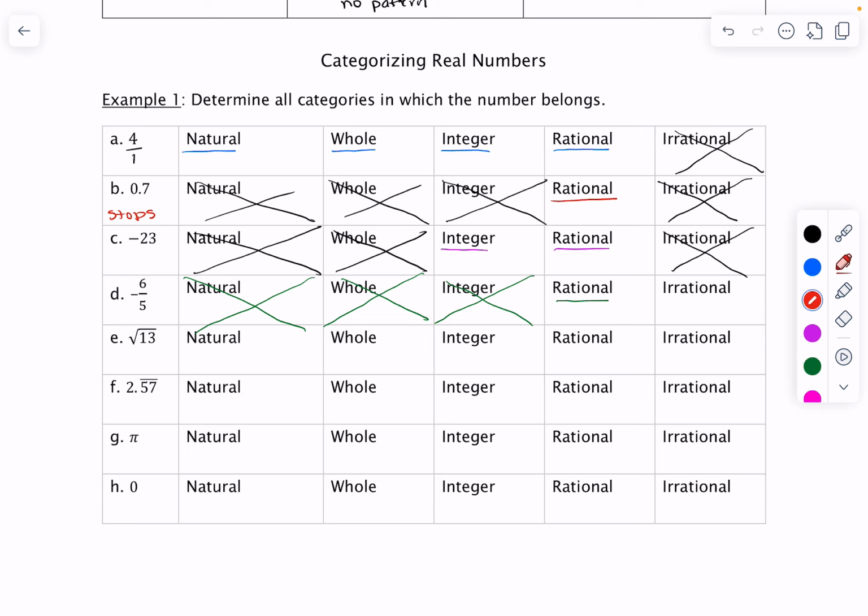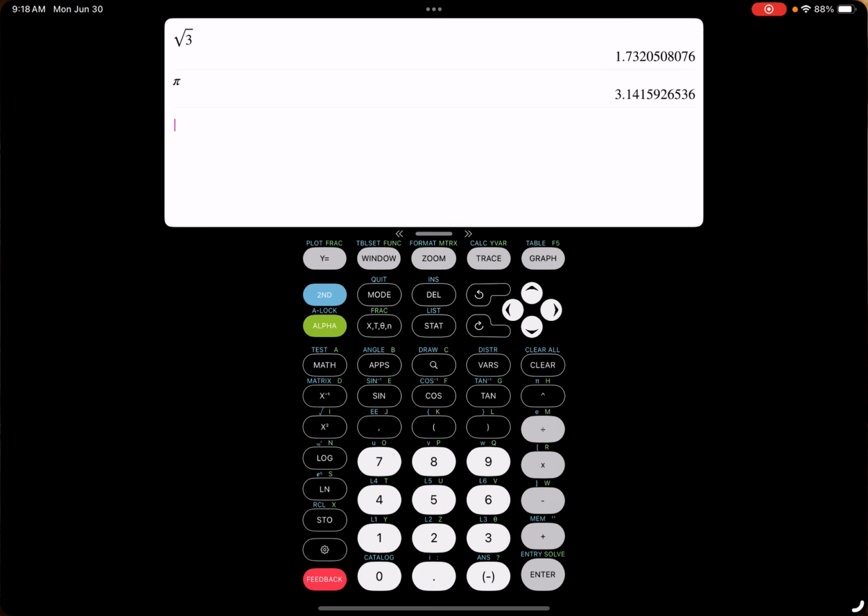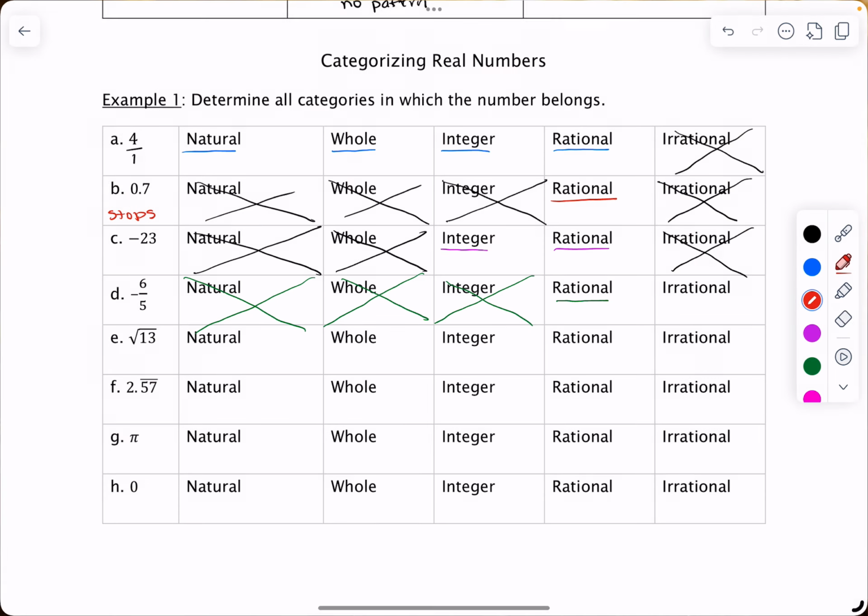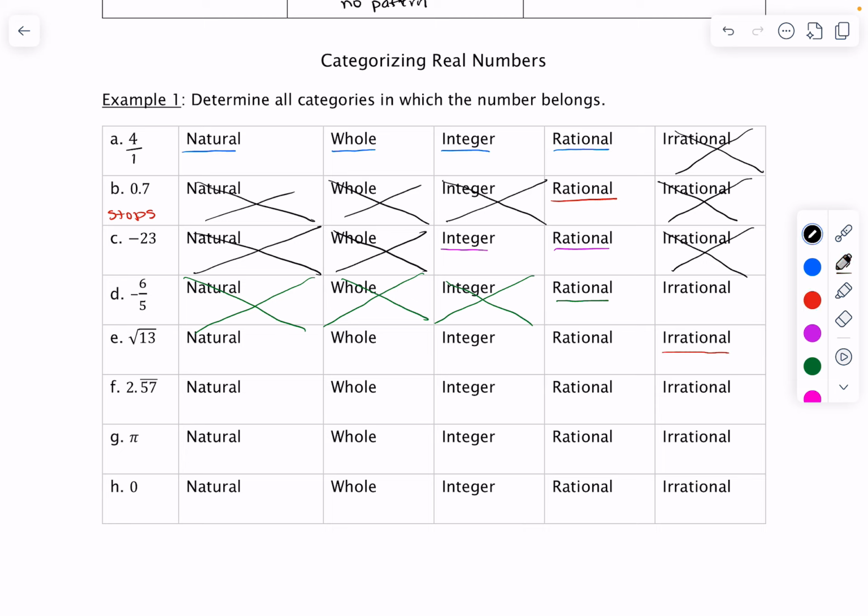Square root of 13. I need to first check what kind of decimal the square root of 13 is if I'm not sure. So I'm going to go back to my calculator. I'm going to hit the blue button and I'm going to hit the x squared button to pop up my radical. Then I'm going to type in 13. When I hit enter, I get 3.65055. So this is a decimal that doesn't repeat, doesn't stop. So I can call this number irrational. That means it's not rational, it's not an integer, it's not whole, it's not natural.